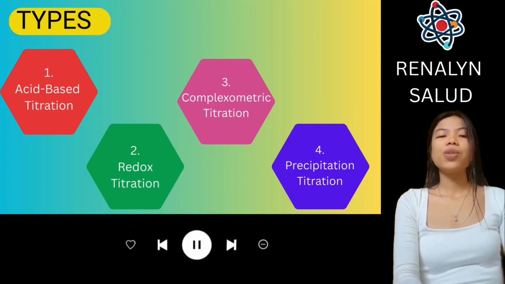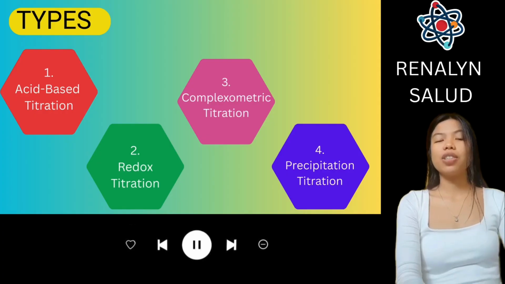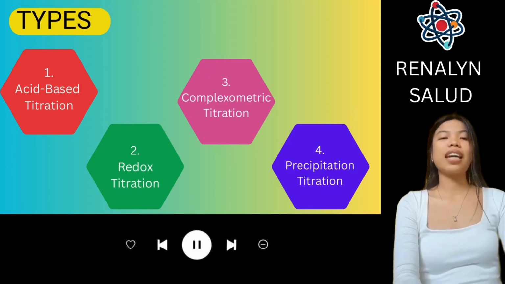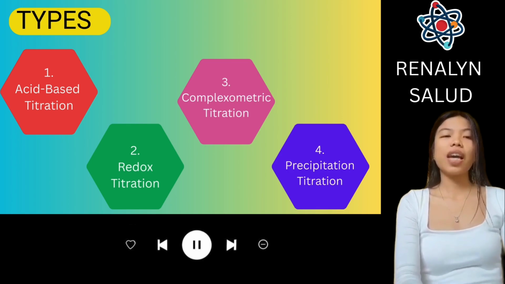In essence, redox titrations are a powerful tool for determining the concentration of oxidizing or reducing agents by carefully controlling and observing the redox reactions that occur between the analyte and the titrant. Next type is the complexometric titration.